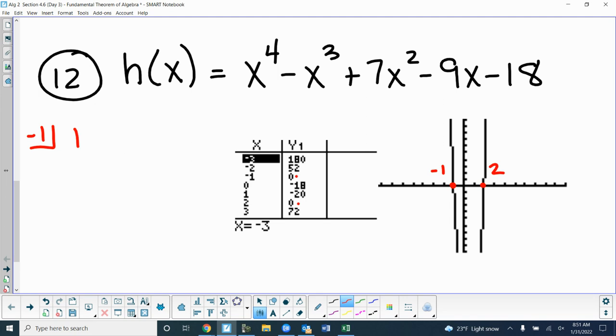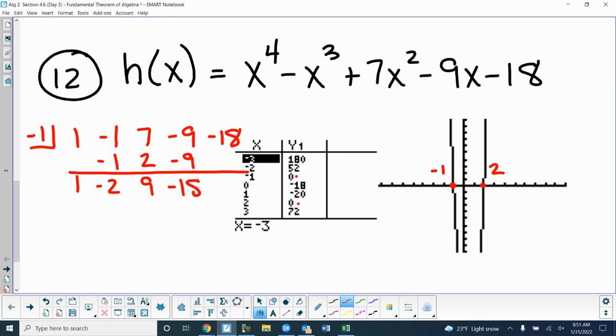We got 1 for the x to the 4th, -1 for x cubed, 7, -9, and -18. Didn't have to add any zeros. -1 times 1 is -1. Add those, you get -2. -1 times -2 is +2, so add those and you get 9. -1 times 9 is -9, and you add those, you get -18. -1 times -18 is +18, and you get 0, which is what you're supposed to get, right?